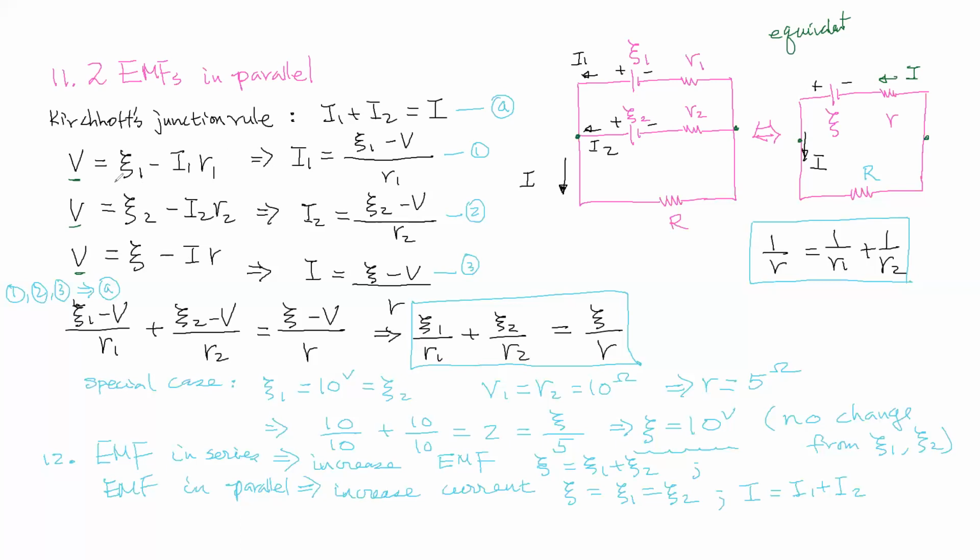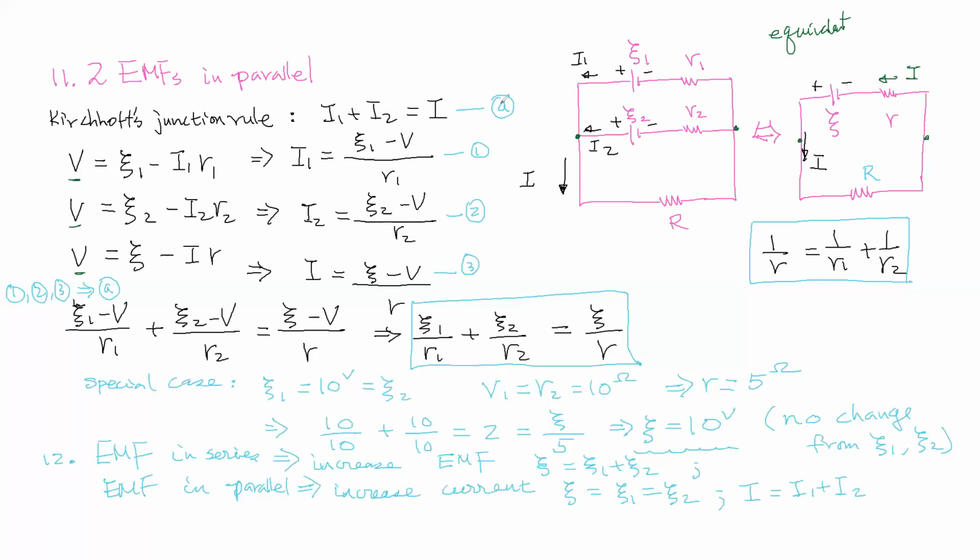Then I'm rewriting it in terms of I1, with I1 on the left-hand side. If you move this to the left and move V to the right, then epsilon 1 minus V, and then you divide by R1, so this side becomes I1. Then you write the others like that. So you have three forms, called 1, 2, 3.